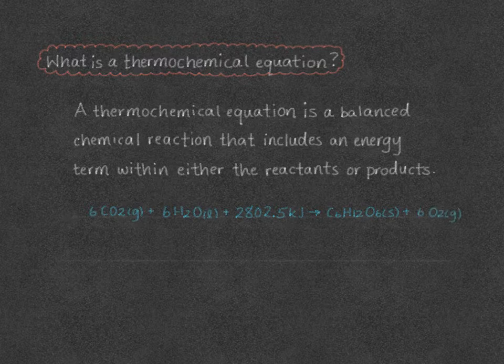In this equation, you'll notice that the energy term is on the reactant side. That means that this is an endothermic reaction. So our reactants are gaining energy from the surroundings and storing it as potential energy in the product.